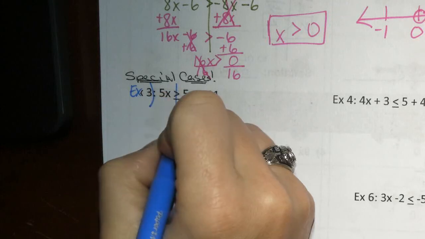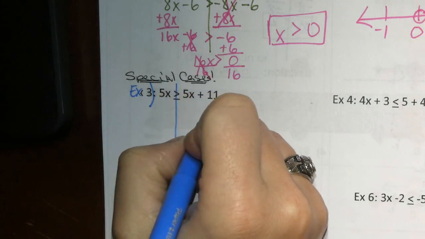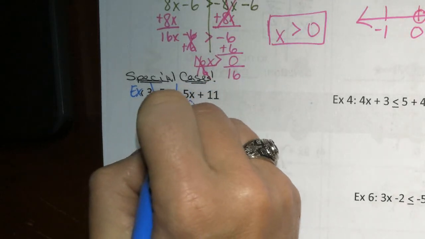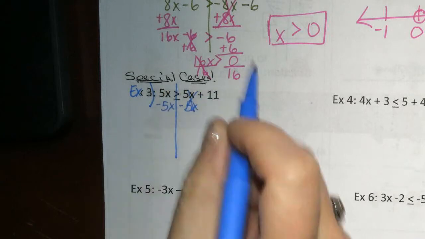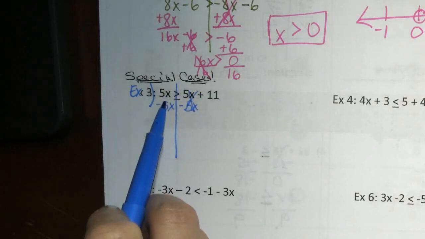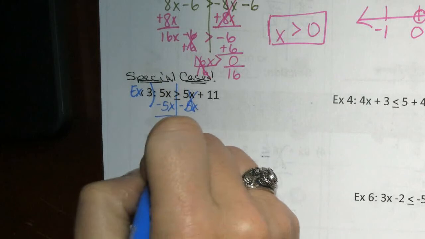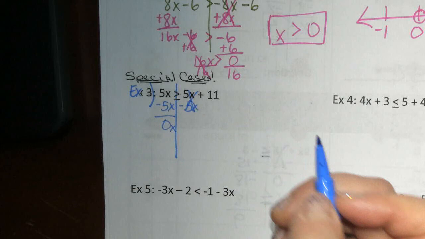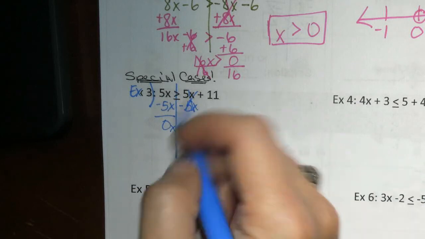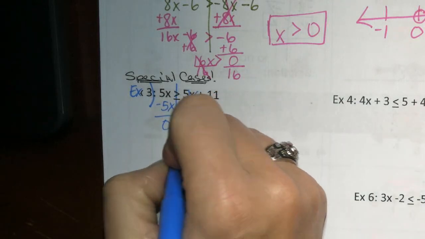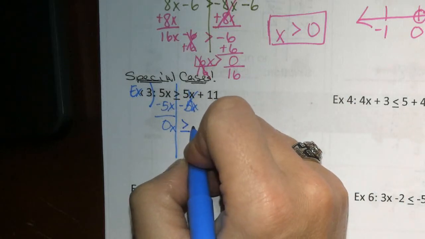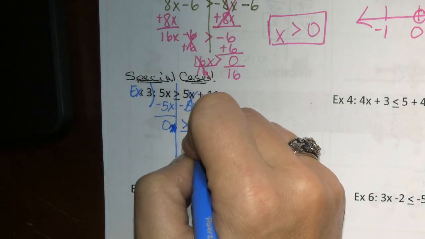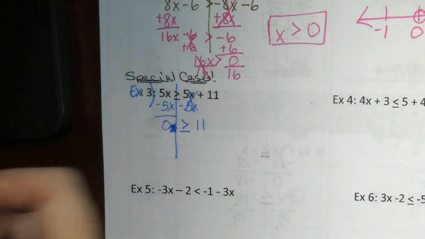Okay, so we have 5x is greater than or equal to 5x plus 11. So we need to put all the x's on one side, so we're going to subtract 5x from both sides. Well, that zeroes it out. Look over here, this also zeroes out because 5x minus 5x is 0. So we just lost all of our variables. We have no more variables. They all canceled out. So what we're left with here is 0x, which is just 0, is greater than or equal to 11. So that would be your answer.